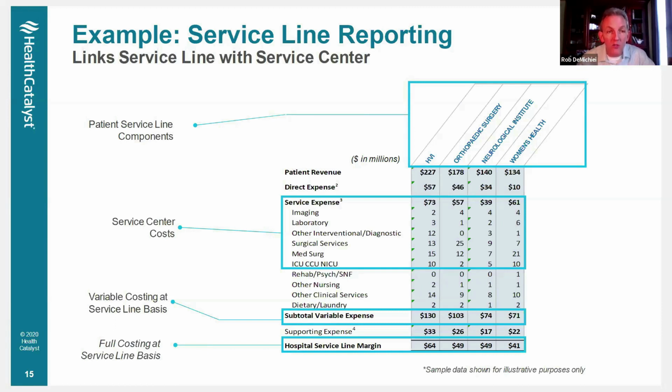So we want to look at those in the middle where it says service center costs. And these are the indirect clinical costs that I mentioned. And so, yes, we may know the total cost of our imaging department, the total cost of our laboratory, the total cost of our operating rooms. But where are the resources actually being consumed? Which service lines are consuming those resources? Which physicians are consuming these resources?